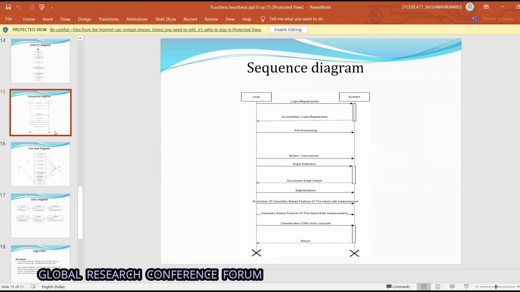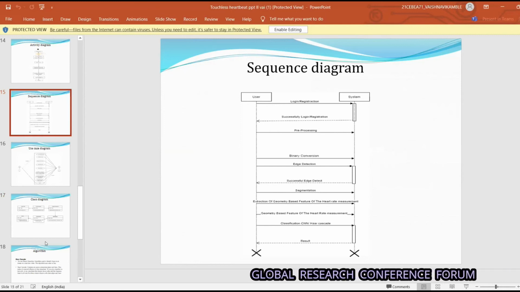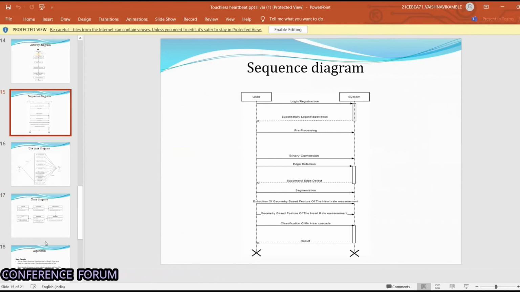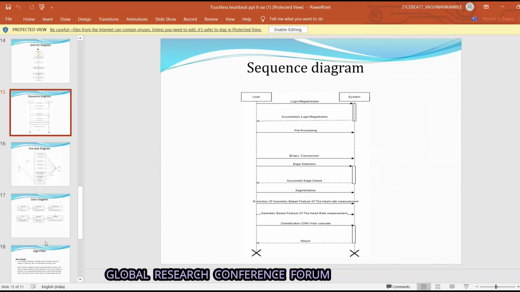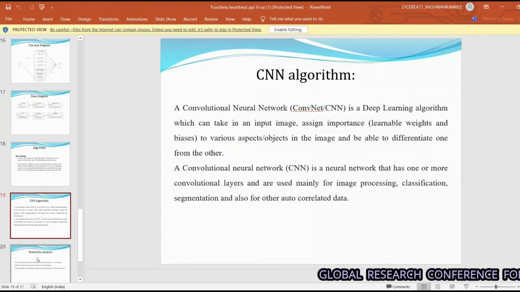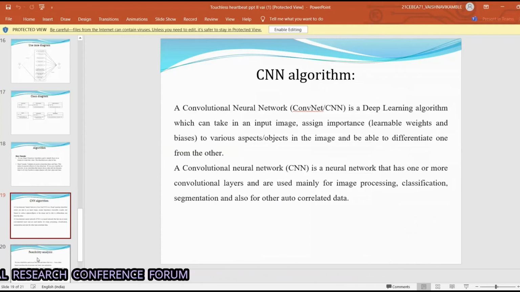And the second algorithm is the CNN algorithm. The convolutional neural network is a deep learning algorithm. So they are able to differentiate one from the other. A convolutional neural network is mainly used for image preprocessing, classification, segmentation, and also for other autocorrelated data.